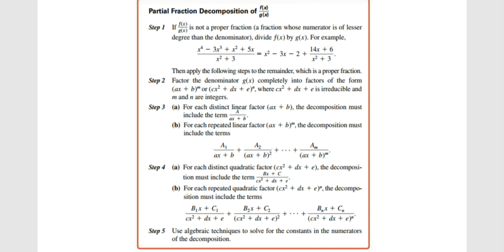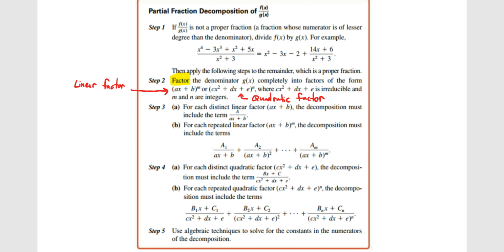Okay, so for step 2, this is where most of them will be starting off. Our first step is to essentially factor the denominator, and we have to factor it completely. And what we're going to have is linear factors and or quadratic factors. So the ax plus b to the mth power is linear, and the cx squared plus dx plus e to the nth power is a quadratic factor.